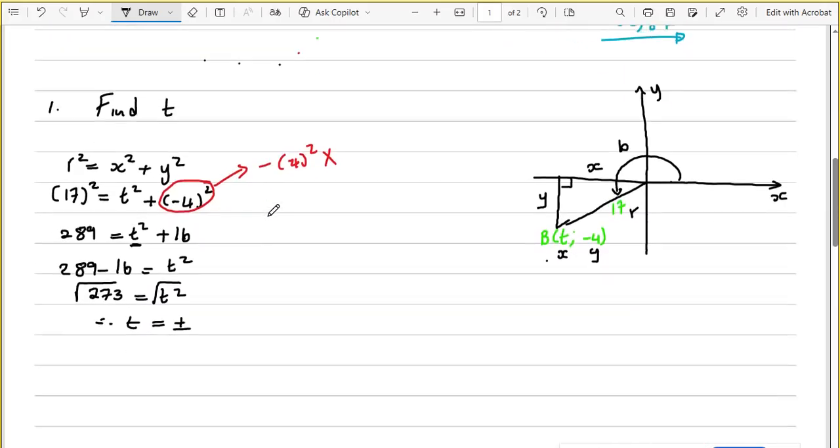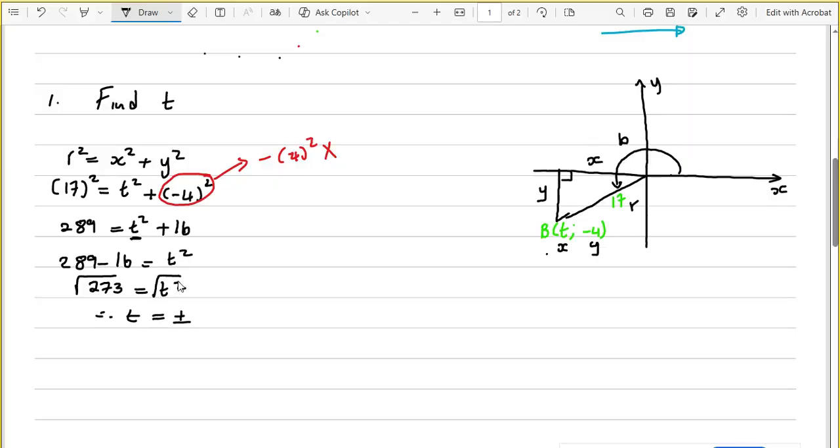So for this one, this is plus or minus the square root of 273, because 273 is not a perfect square. It will give us a decimal number, you understand? So T will be equal to plus or minus, what is the square root of 273 in decimal form? Give me the answer in decimal form on the calculator. Okay, 16,52. So this will be plus or minus 16,52.